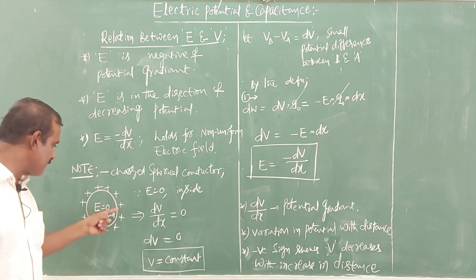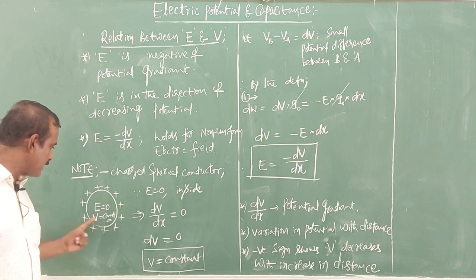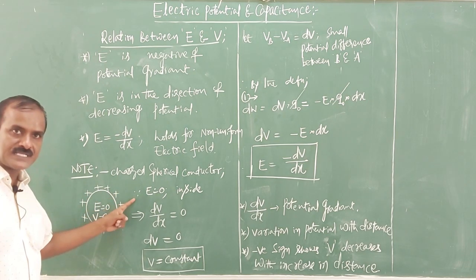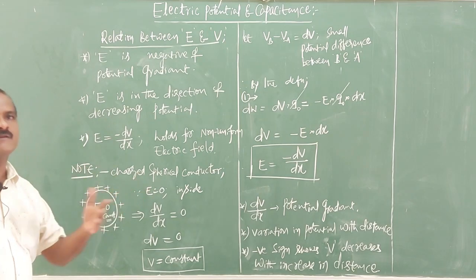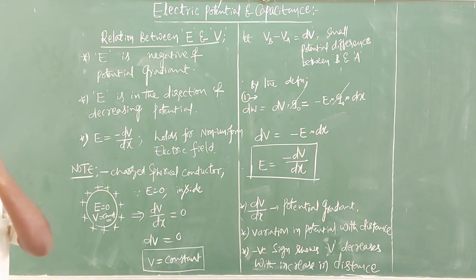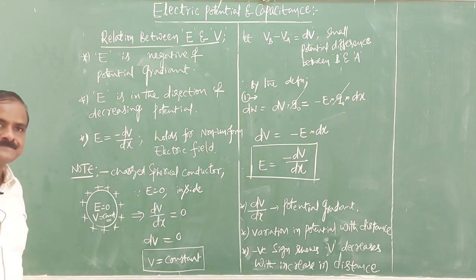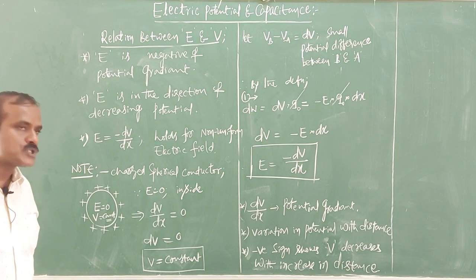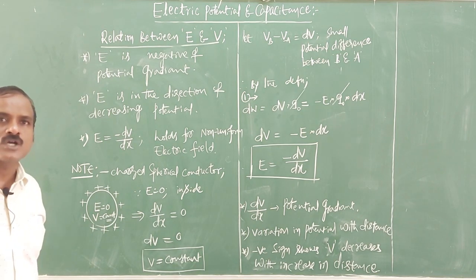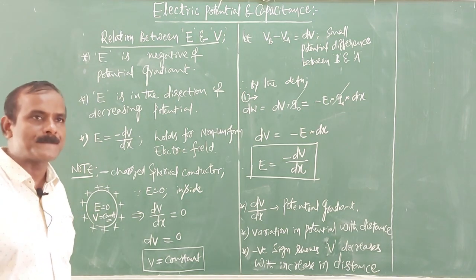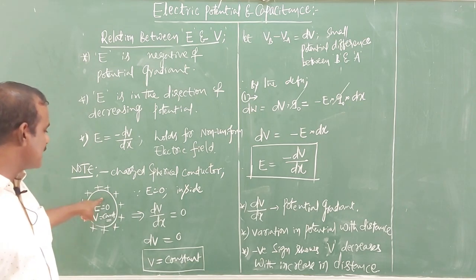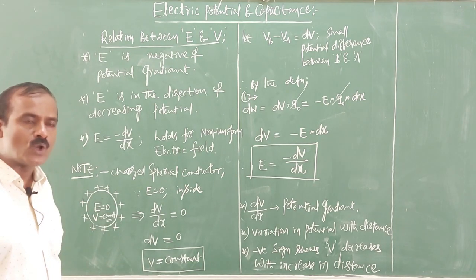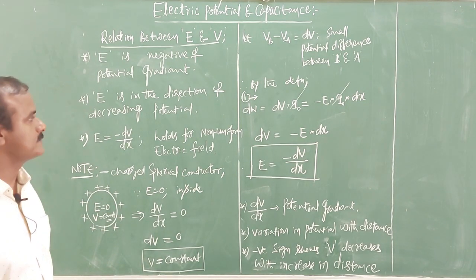Potential is the same everywhere on our entire surface, and if you move outside the surface, potential will vary with the distance. At all points on the surface, inside and up to the surface, due to a charged spherical conductor, potential is constant. Remember, even though the electric field inside is zero, potential is not zero, rather it is constant.